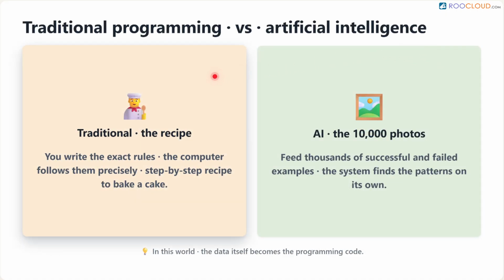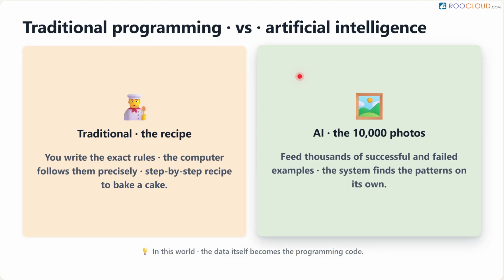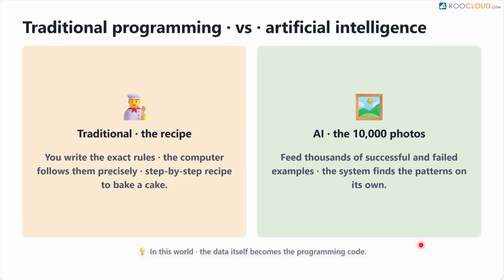Traditional programming is like giving a chef a strict step-by-step recipe to bake a cake. You write the exact rules and the computer follows them precisely. Artificial intelligence operates entirely differently. Instead of giving the system a recipe, you give it 10,000 pictures of successful cakes and failed cakes, allowing the system to figure out the patterns on its own. In this world, the data itself becomes the programming code.